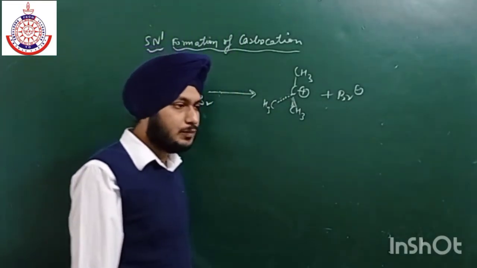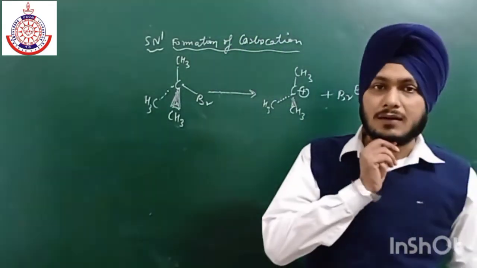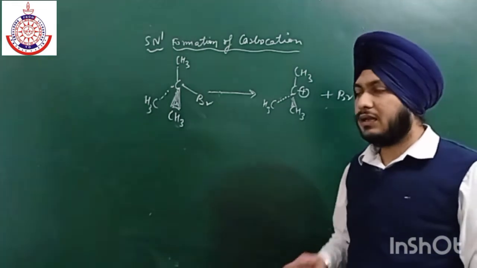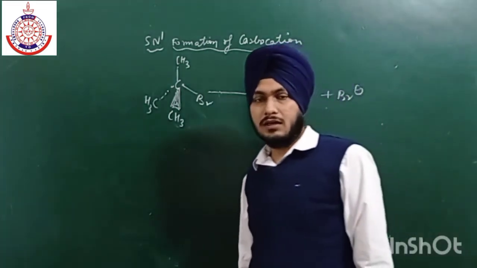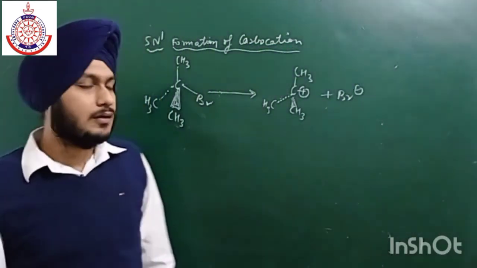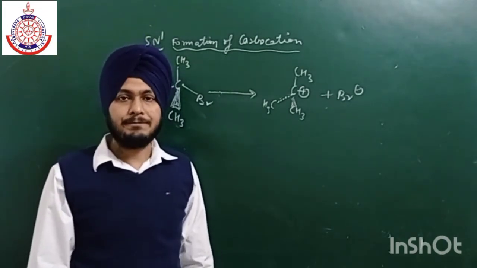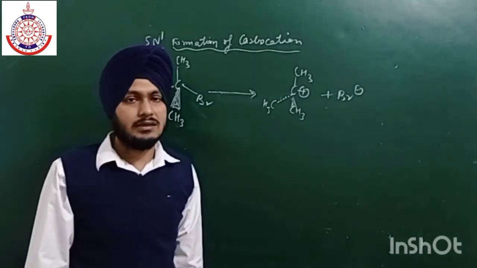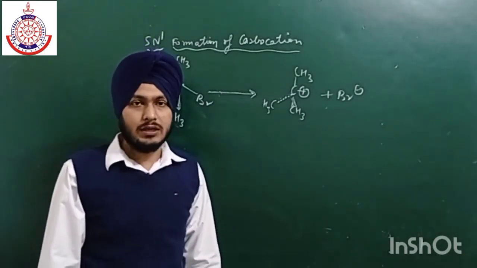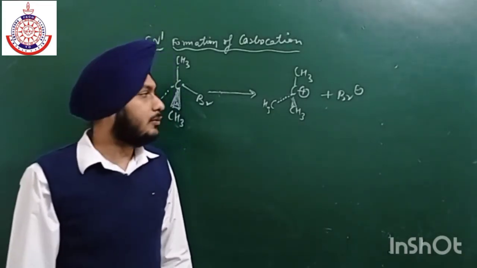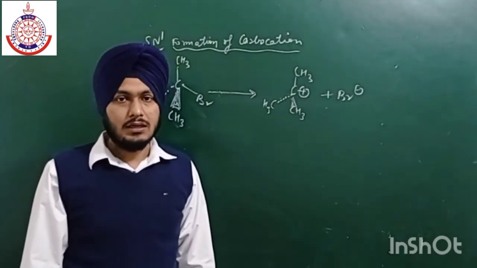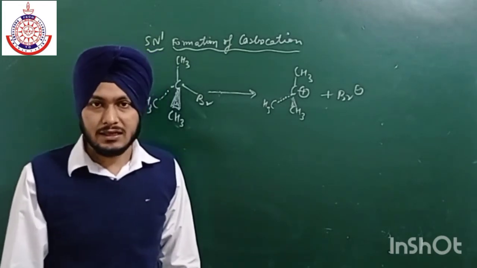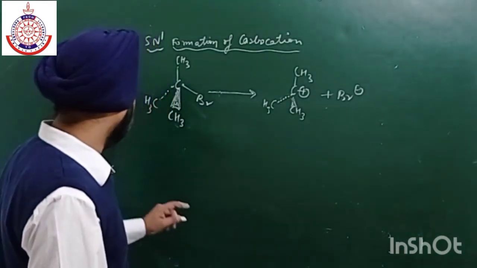Now if there is a possibility that a more stable carbocation is formed, then rearrangement will also take place. For example, if in the starting the carbocation which is formed is 2 degree, and there is a possibility for the formation of 3 degree carbocation, then a rearrangement takes place. Okay, so this is the first step.